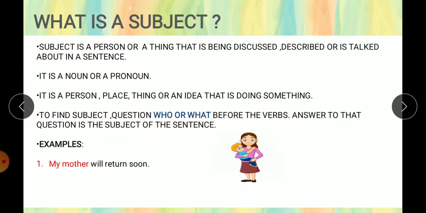Let's take an example. My mother will return soon. Now in this sentence, what is the verb? Will return, वापस आना. So that's an action, will return. Now before this verb, question who or what. Who will return? The answer comes: my mother. So mother is the subject. And moreover, in this sentence, we are talking about mother. So mother is the subject.